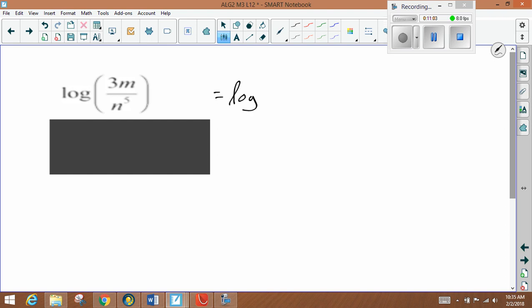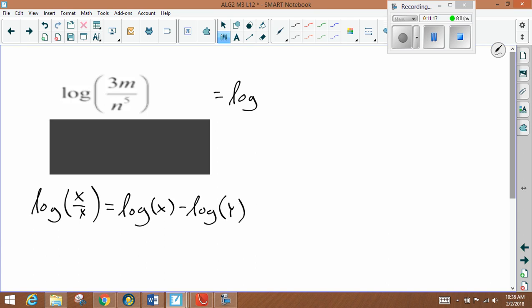Okay, so remember I said that there was this property that says that if I have the log of x over y, that's the same thing as the log of x minus the log of y, right? We're going to use that property right now. So this becomes the log of 3m minus the log of k. Good job.